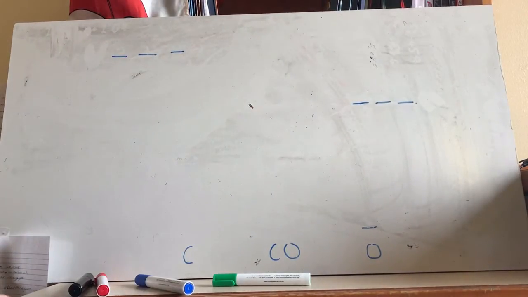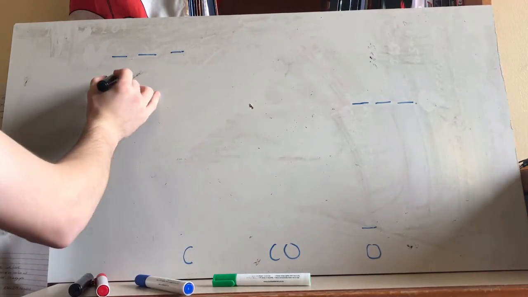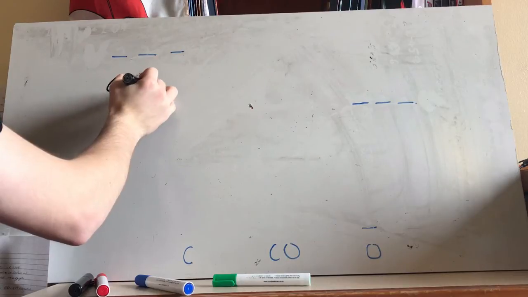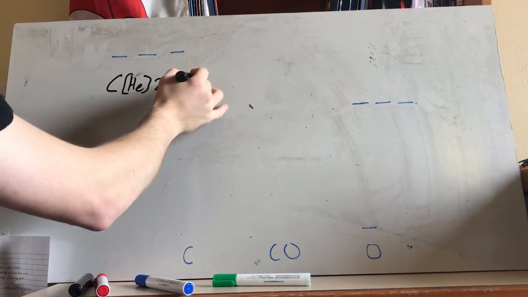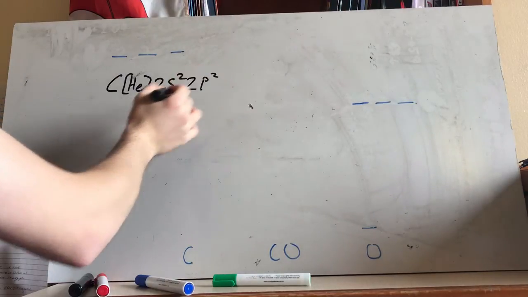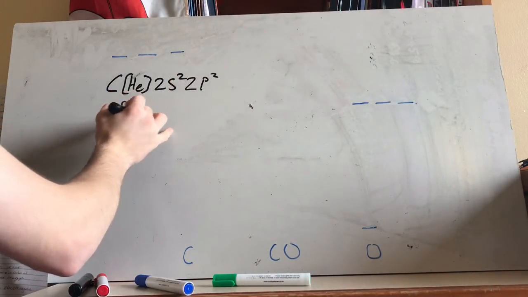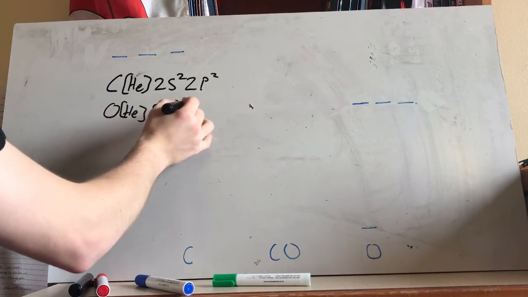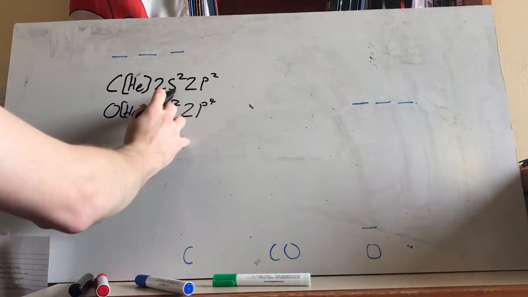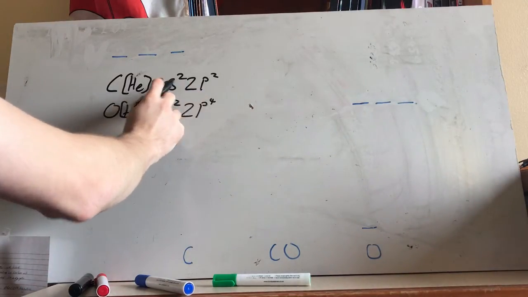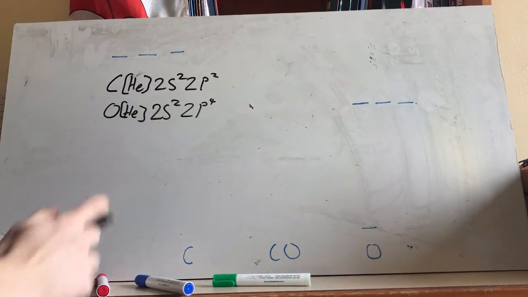The molecular orbital diagram for carbon monoxide. Now, carbon has the electronic configuration of having a helium core, 2s2, 2p2. Oxygen has the same helium core with 2s2, 2p4. This gives us 4 valence electrons for carbon, 2 and 2, and for oxygen we have 6, 2 and the 4.